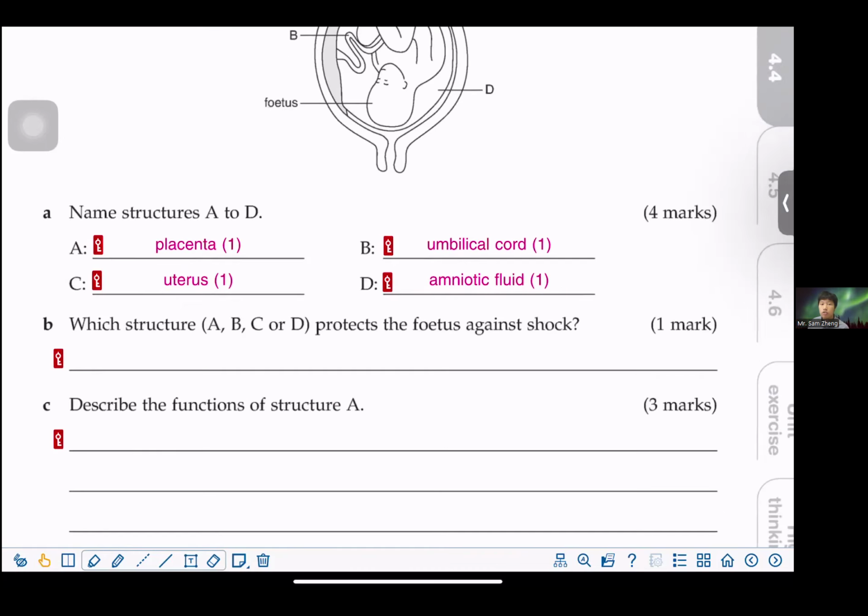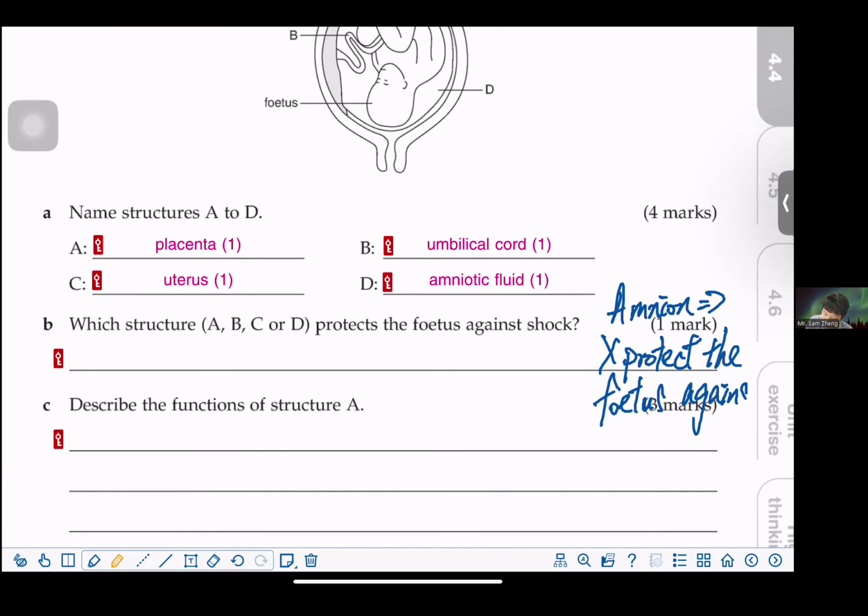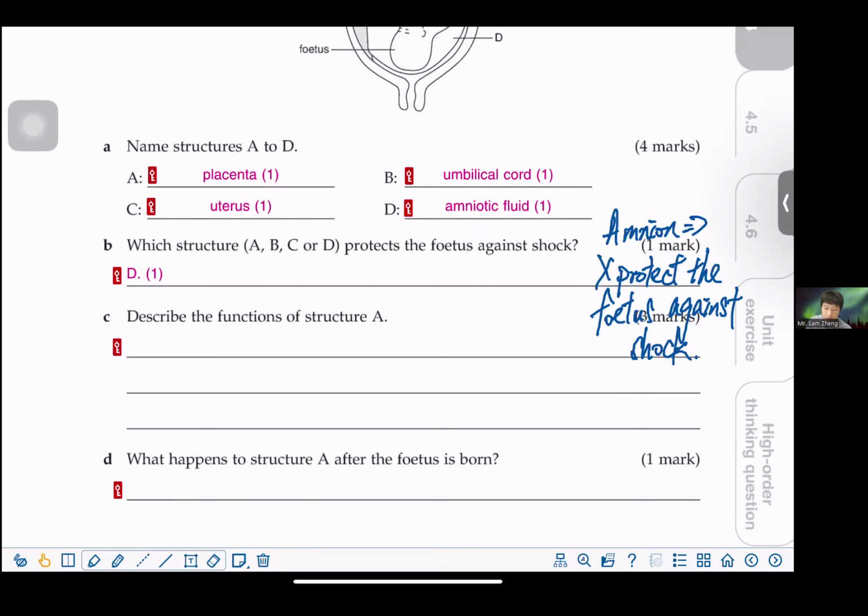Which structure will protect the fetus against shock? Remember, the amnion will not protect the fetus against shock. Only the amniotic fluid will protect the fetus against shock.